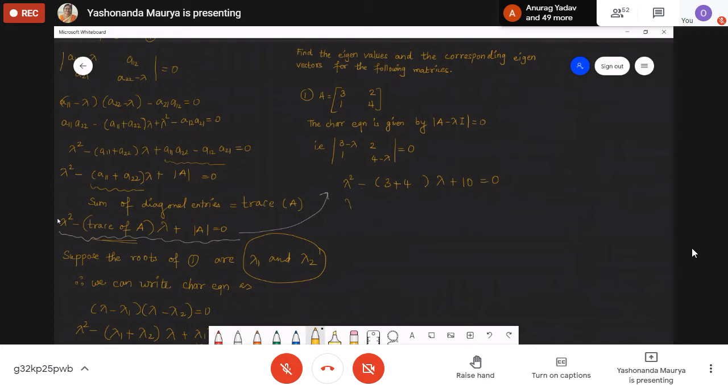So now we'll simplify this expression. Lambda square minus 7 lambda plus 10 is equal to 0. Factorize this, or you can use your calculator to get the roots. So this is lambda square minus 5 lambda minus 2 lambda plus 10, splitting the middle term. Finally, lambda minus 5, lambda minus 2 is equal to 0. Therefore, the lambda values are 5 and 2.